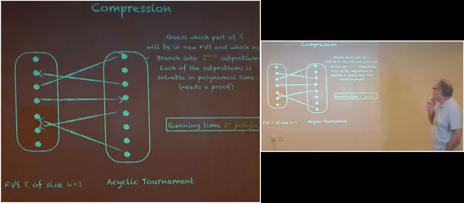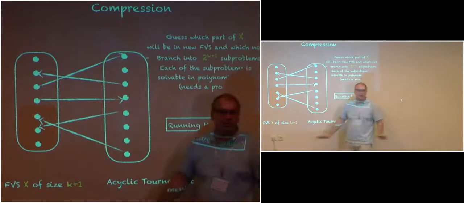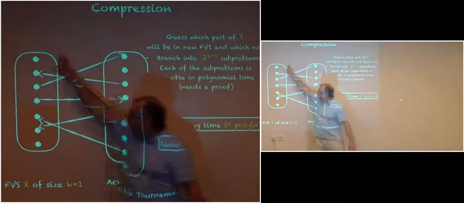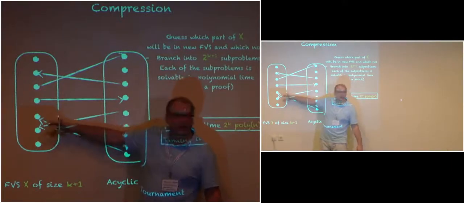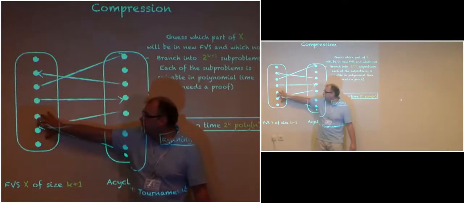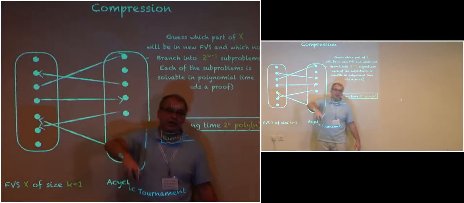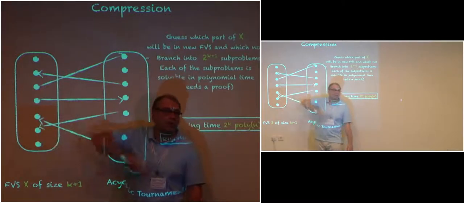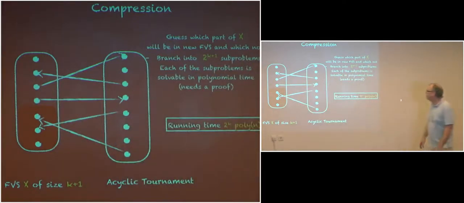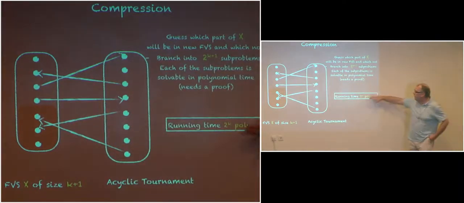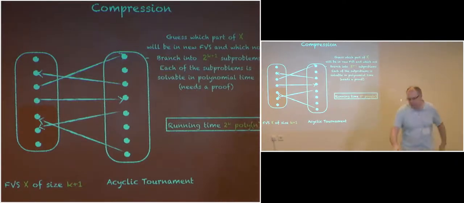So what's happening here? Again, exactly the same thing as with vertex cover. I have my feedback vertex set of size k plus 1, and I do 2 to the k guesses about which vertices from this set will remain in the feedback vertex set and which will not be there. So far, for this type of guesses, I still spent 2 to the k running time.